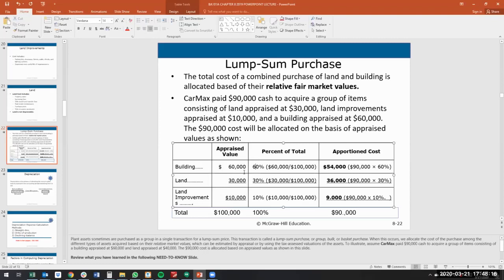And so I can see you getting appraised values. You'll have to determine the percent. So 60,000 divided by 100,000 is your 60%, 30 by 100 is 30%, 10 by 100 is 10%. And then you multiply it by your 90,000. So 90,000 times 60%, which we determined here, is your 54,000, 27,000, and 9,000. And then this will be your final journal entry, the apportioned cost, which is really just our allocated cost based on the relative fair market values.